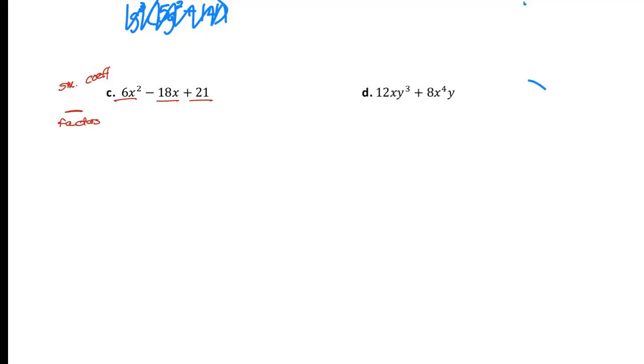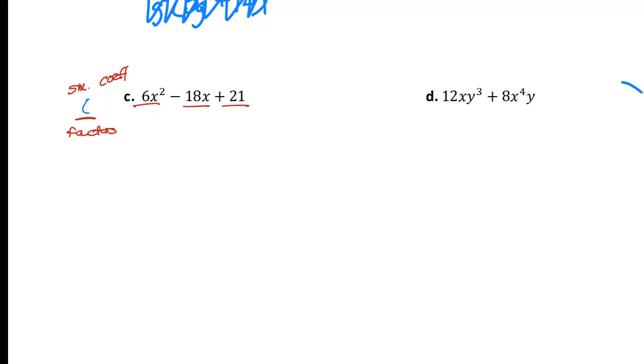But your smallest coefficient here was 6. And that would give you 1 and 6, 2 and 3. 6 is not a factor of 21. 3 is for all of them, so divide by 3. And then I have x, but this last one doesn't have an x, so I can't divide by x. You can't factor something out if it's not there. So that means your greatest common factor is 3, which also becomes your first factor.